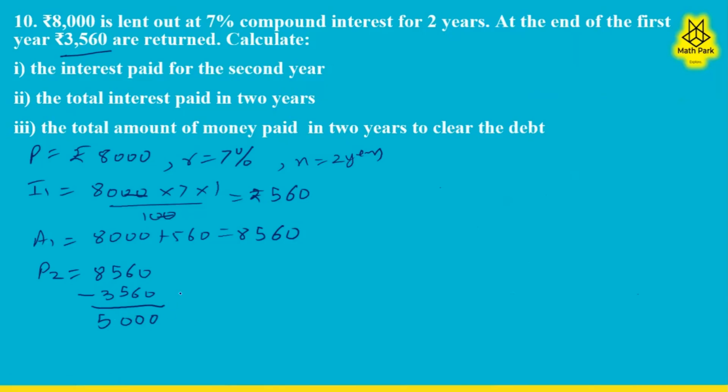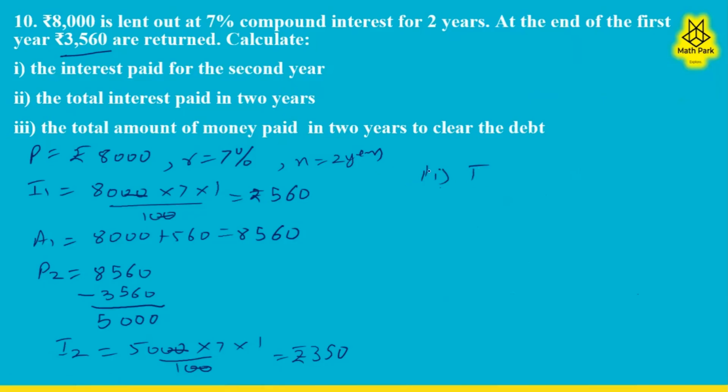Now, using this, we find the interest for the second year. The principal is now 5000. The rate of interest is 7% into 1 upon 100, which we get as rupees 350. Now this rupees 350 is the interest for the second year. Now they have asked for the total interest paid for 2 years. So the first part is done.